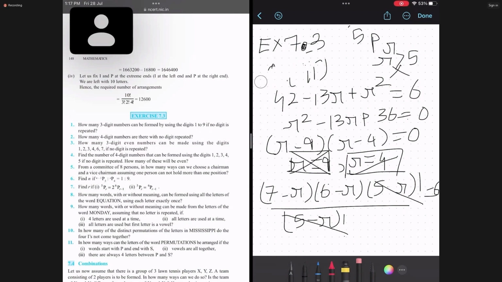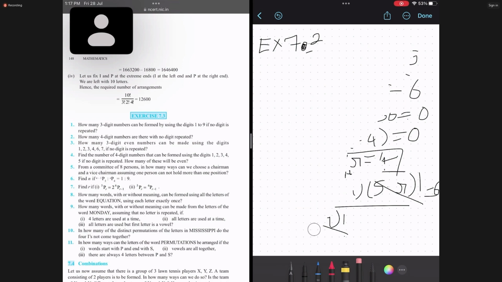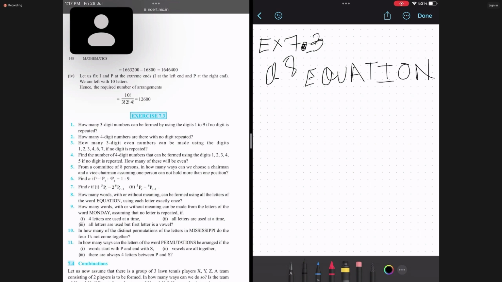And so moving on further in this exercise. We are on exercise 7.3, question number 8. How many words with or without meaning can be formed using all the letters of the word EQUATION, using each letter exactly once? So we have E, Q, U, A, T, I, O, N.